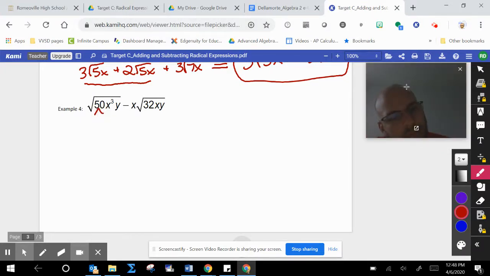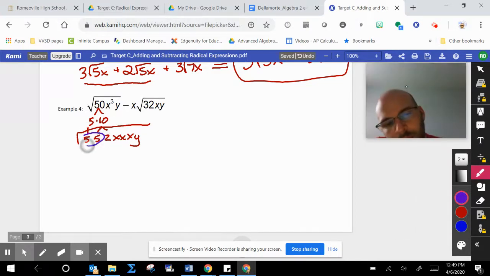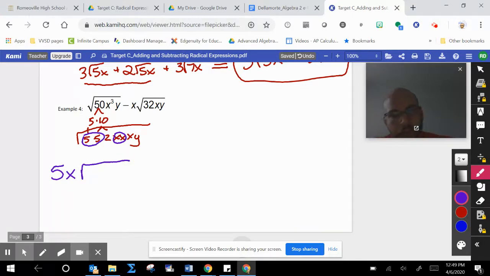All right, so let's say I have 5 times 10. This is 5, 5, and 2. And then I have 3 x's and a y, right? So let's see what I can take out of that radical. I have 2 5s. I have 2 x's. So if I remove those, remember, anything you remove has to go in front. So a 5 and an x. Inside is going to be a 2, an x, and a y. Those are the things that I did not circle.